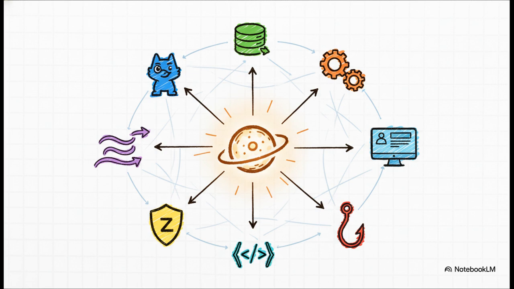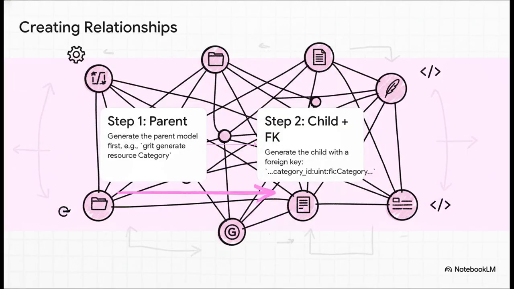This takes a process that would normally be hours, maybe even days of manual coding and condenses it down to literally seconds. But what about complex stuff like database relationships? That's got to be hard, right? Nope. Grit makes this incredibly simple. You just generate the parent model first, say a category.